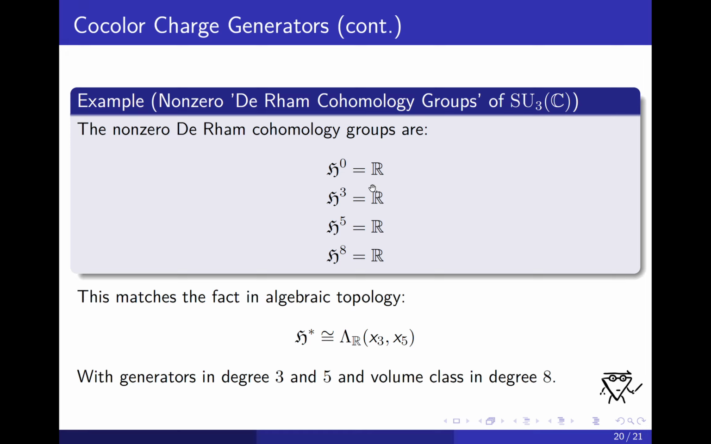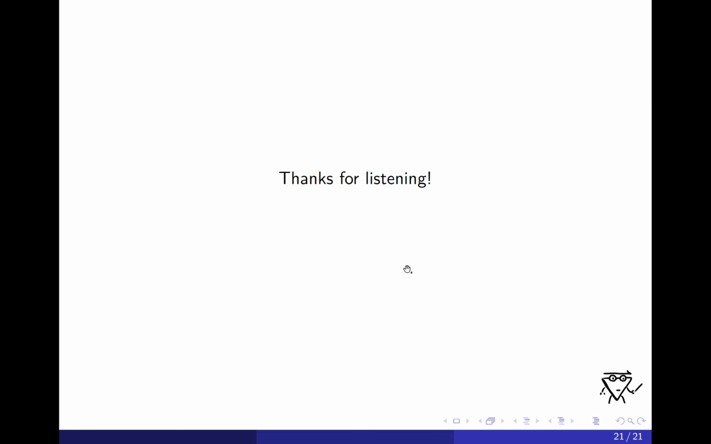For example, the fiber bundles. But anyway, I'm just introducing the interesting relation between the exterior differential and Lie brackets here. So this matches the standard fact in algebraic topology, where the cohomology of SU(3) is given below. And this is the end of today's talk. Thank you for listening.